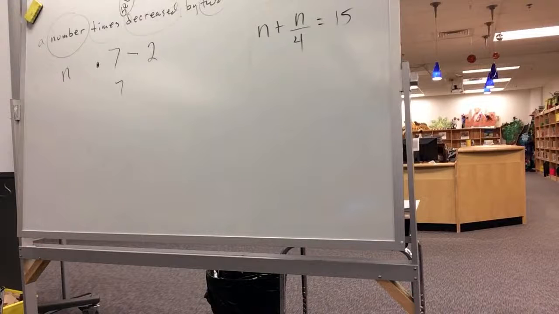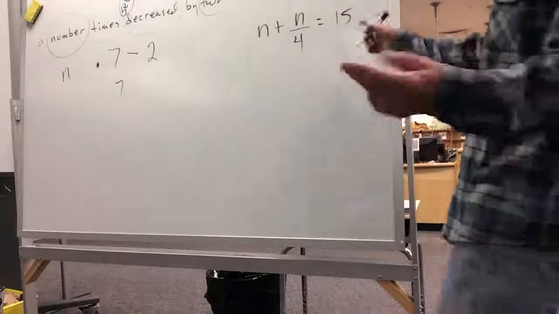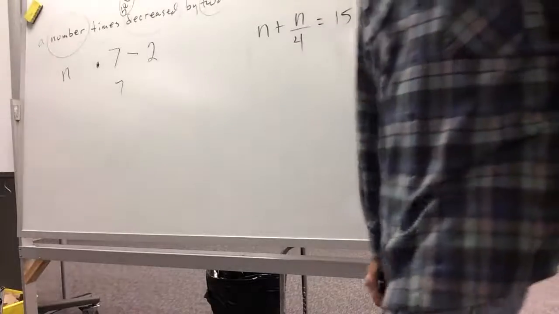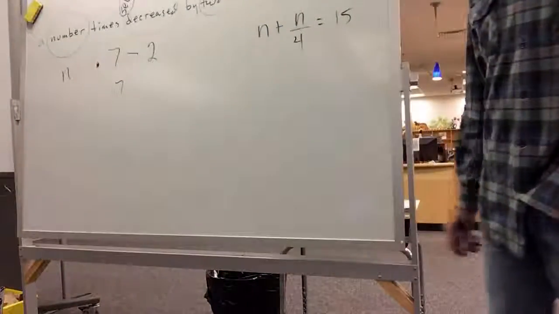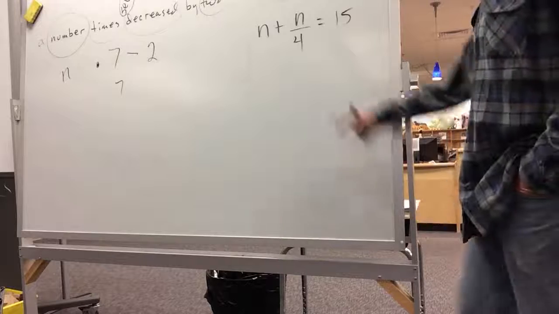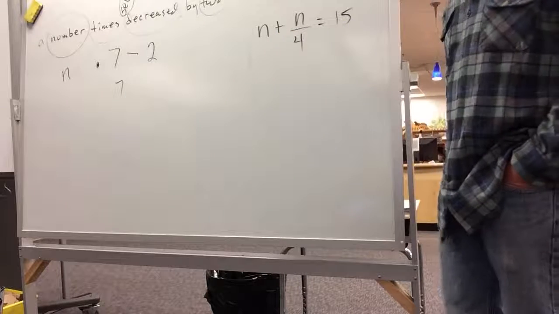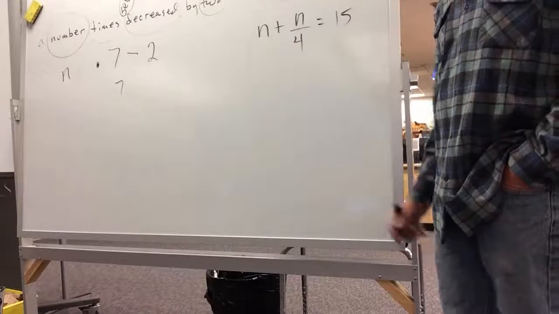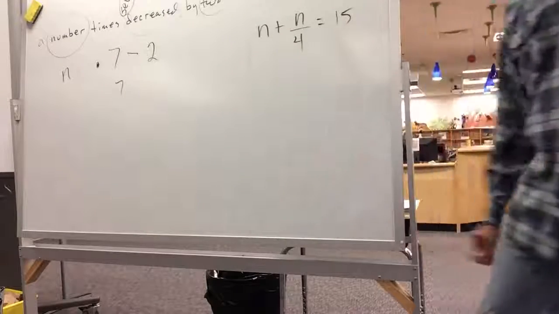So a number added to 1/4 of itself adds up to 15. Are we supposed to find it? I don't think so. No, it doesn't say so. But could you? Yeah. What would it be? What would n have to be? A number plus 1/4 of it, and it adds up to 15.